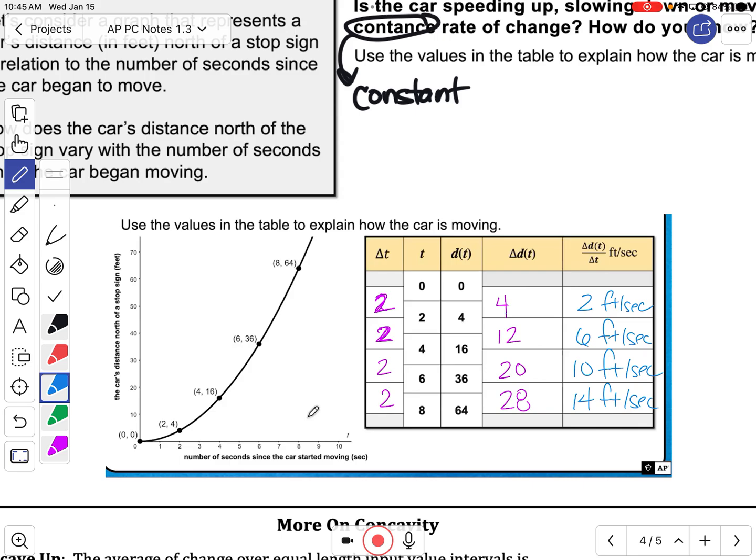So now let's see if we can answer this question. Do we think the car is speeding up or slowing down? Speeding up. Why do you think it's speeding up? Yeah, the rate of change, its speed, is increasing. So we would say that it is speeding up because the rate of change is increasing.